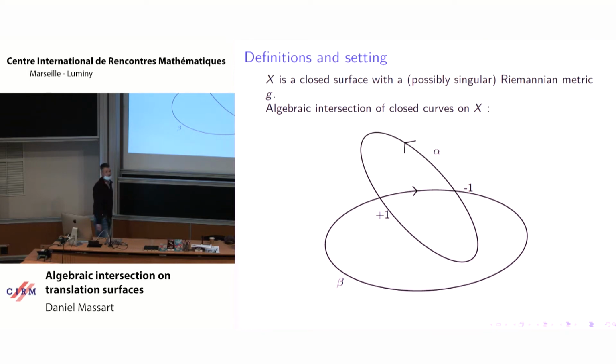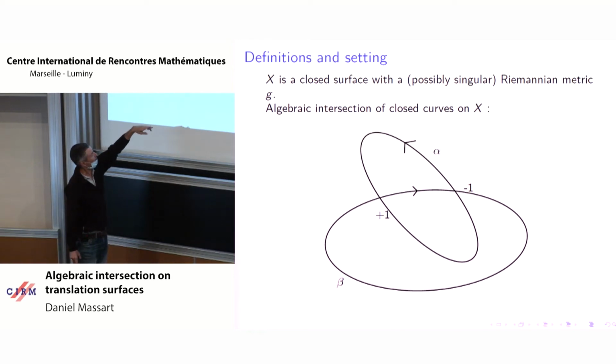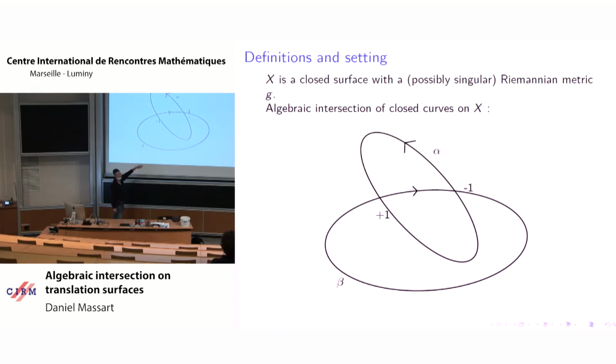Okay, so on an orientable surface, I have a notion of algebraic intersection. Here I have two closed curves, alpha and beta, and let's assume that they intersect transversally. At every intersection point, I give a sign, which is +1 if alpha crosses beta from left to right, and -1 if alpha crosses beta from right to left. So of course it depends on the order of alpha and beta. It is antisymmetric.